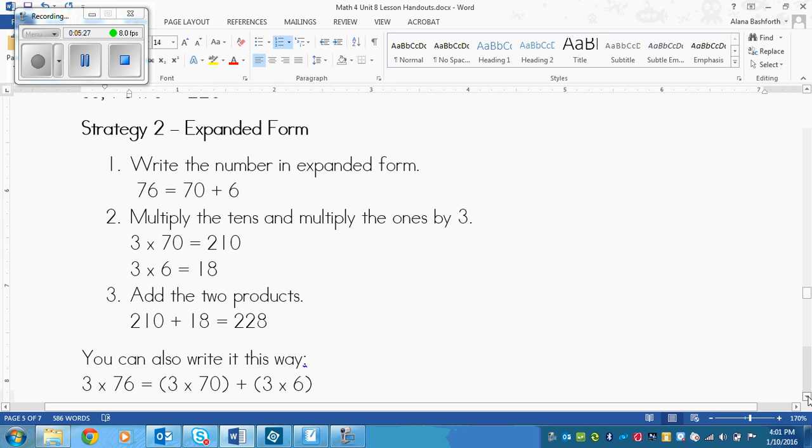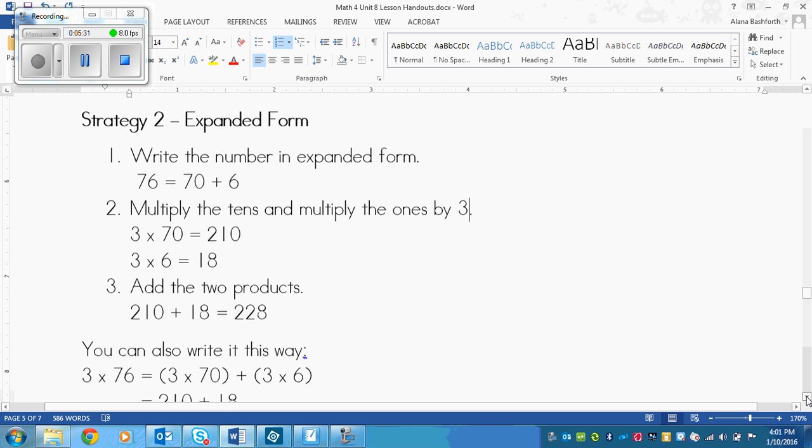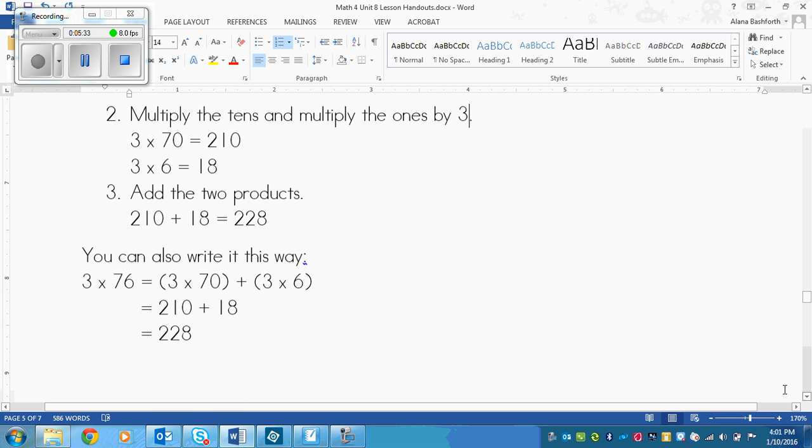Okay, it's just a shorter way of writing it rather than doing all of this. So then we multiply 3 times 70, that equals 210. We multiply 3 times 6, that equals 18. Add those together, and we get 228.